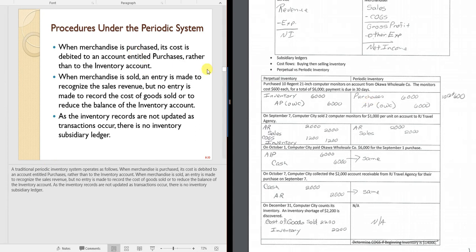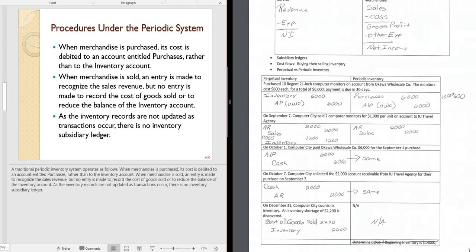Okay, so notice it goes to purchases rather than inventory account. When I sell it, I make the entry for sales revenue, but nothing to cost of goods sold, and the inventory records are not updated. And again, a lot of times you do this just simply because you need a computer to do perpetual, and you don't absolutely need a computer.